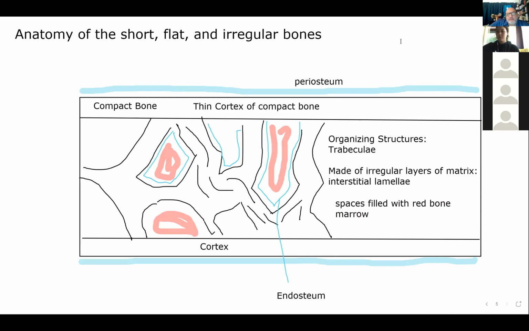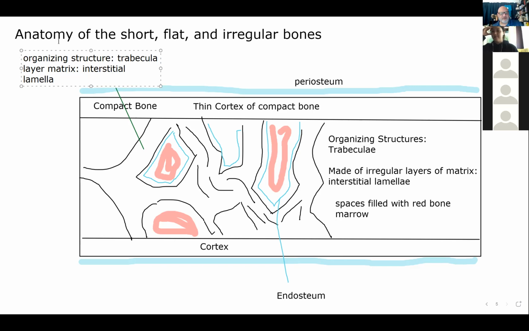Except for one incredibly stupid thing. As we know, anatomists hate us, and one of the ways they show that hate is by making things unnecessarily complicated. This structure that I have pointed at right here, what is this organizing structure again? Trabeculae. It is a trabecula. What type of layer of matrix is it made of? Interstitial lamellae. Excellent. It's made up of interstitial lamellae.